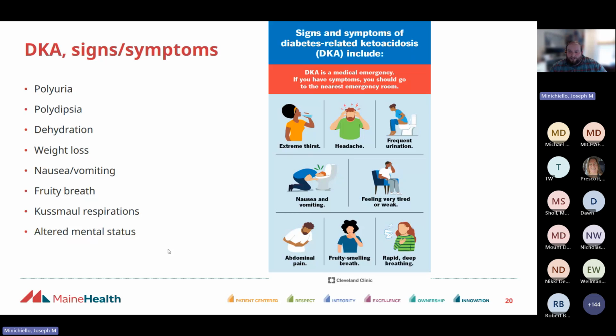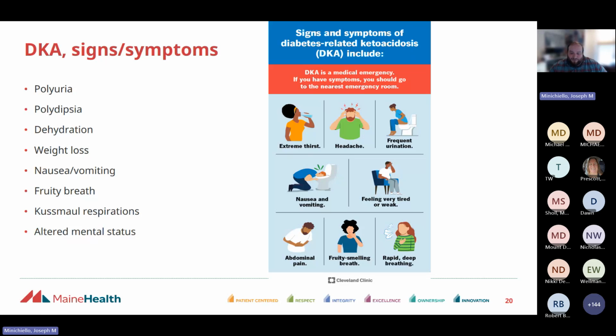And then this rapid deep breathing, that Kussmaul breathing is something else you're watching for. Weight loss is something that might get described, as we talked about before. This is just your body can't take up the sugar, and so you build up losses through that direction. And then altered mental status is a much more concerning feature if you progress to the level of being altered.